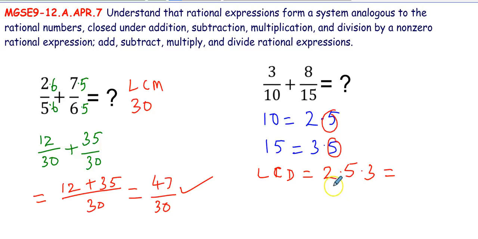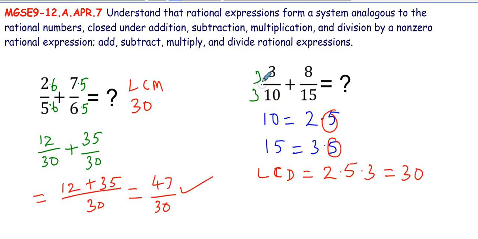So let us see the product. 2 times 5, that is 10, and 10 times 3 is 30. So in this case also 30 is the least common denominator, and that is true because 10 can divide 30 and even 15 divides 30. Yes, we are on the right track. Now the process is the same. 10 I have to change to 30, so I'll do times 3 here.